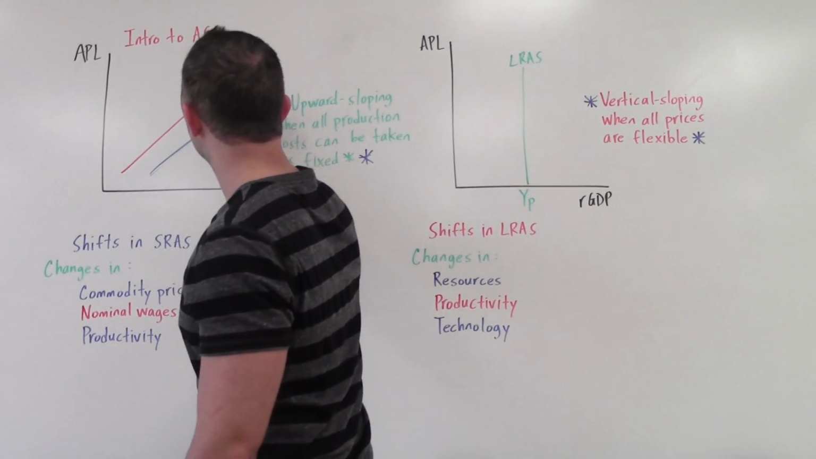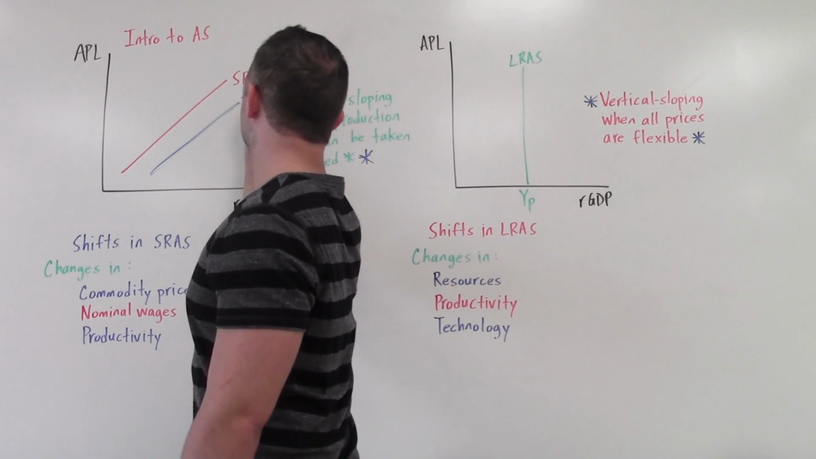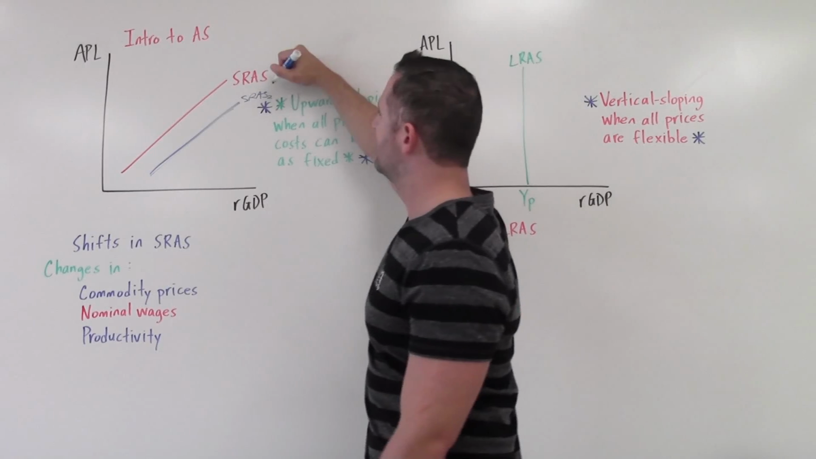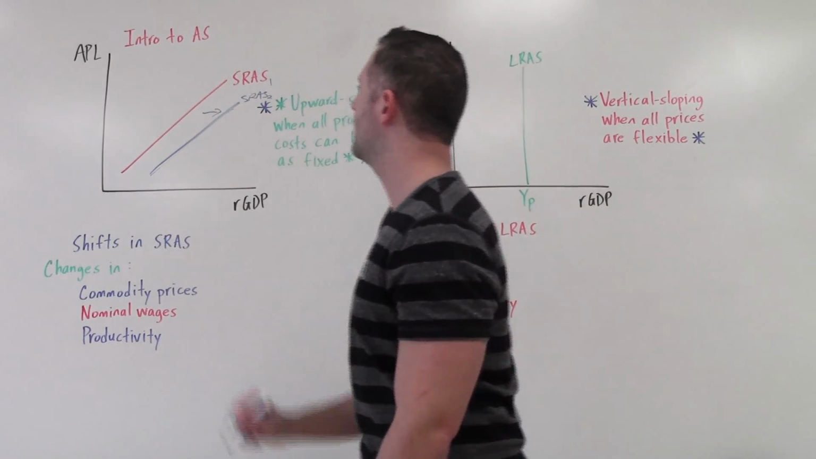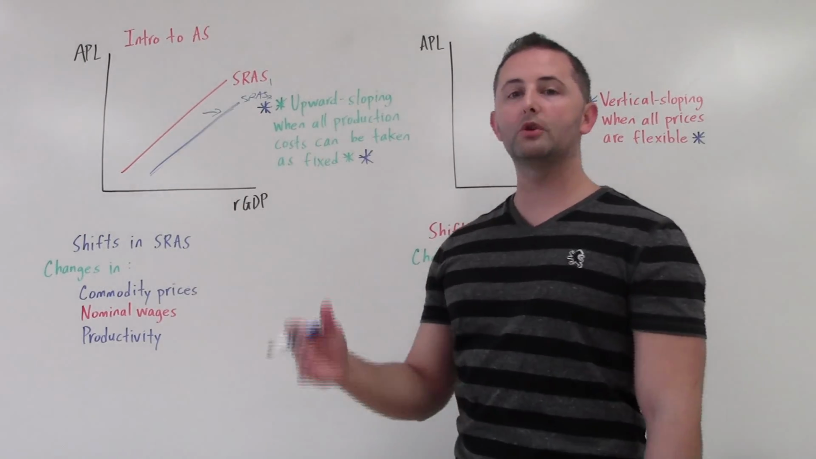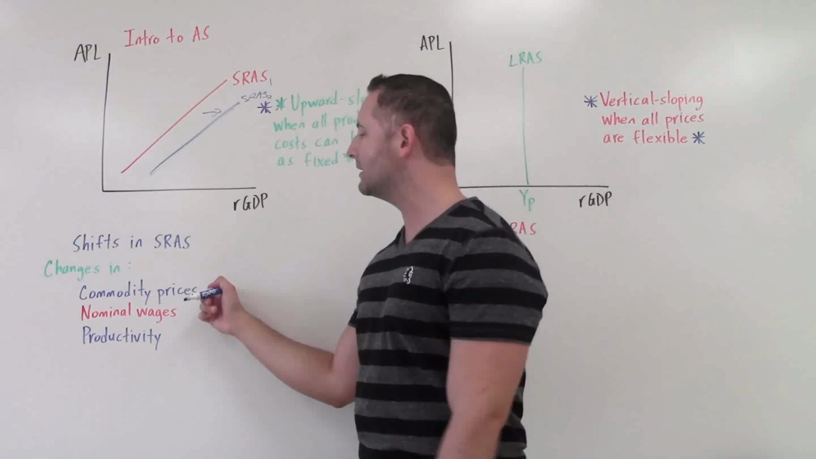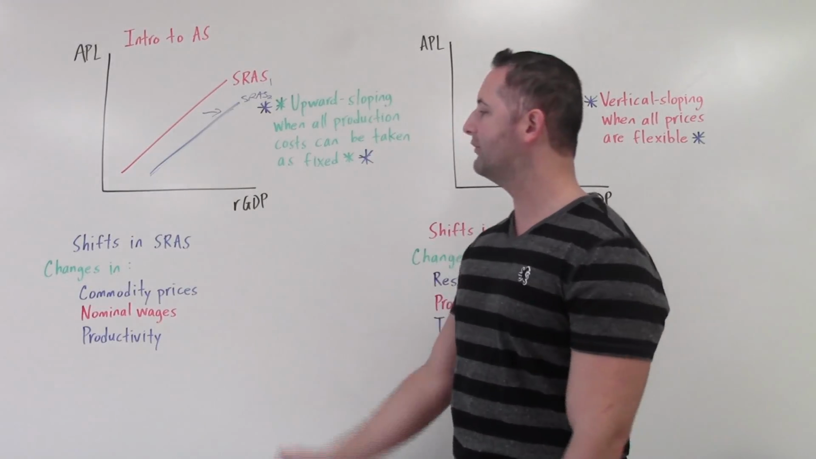Forgive me that it's in blue, it just makes it clear that you can see the change. We have our initial SRAS curve, which shifts to the right, remember, an increase is to the right. The three things are commodity prices, nominal wages, and productivity.